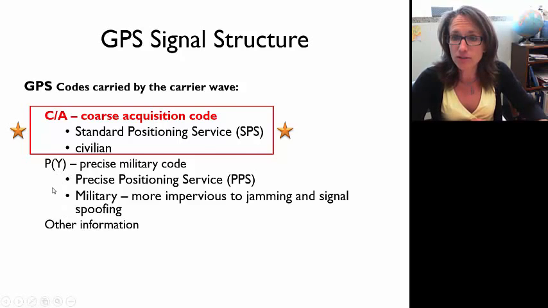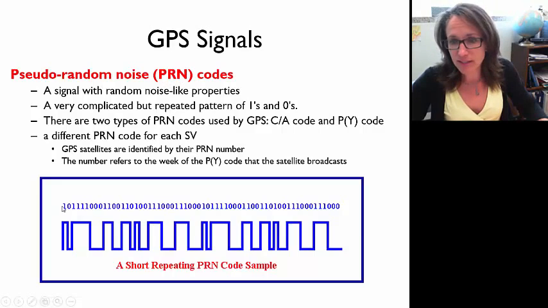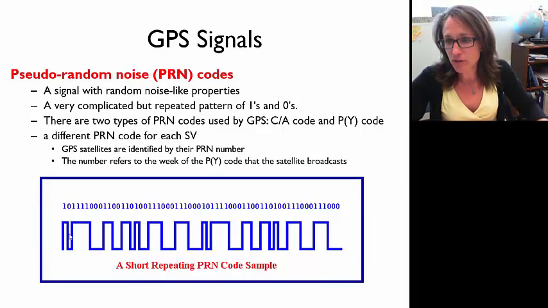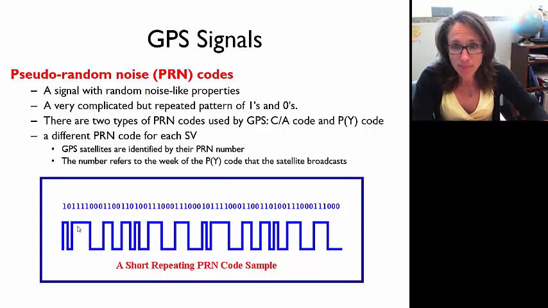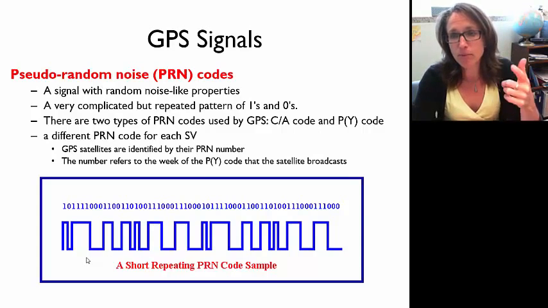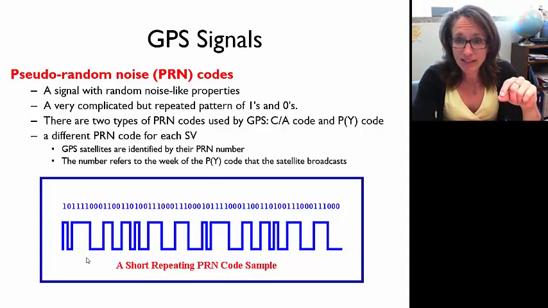So both of these codes are what are called pseudo-random noise codes, or PRN codes. And basically what is kind of illustrated down here is a series of ones and zeros. It's a binary code, meaning it's either 1 or 0. And it's a complicated but repeated pattern, and both the CA code and the PY code are pseudo-random noise codes. There's a different PRN code, a different sequence of ones and zeros for each satellite, for each space vehicle, or SV. And the GPS satellites are actually identified by which PRN code they're transmitting.